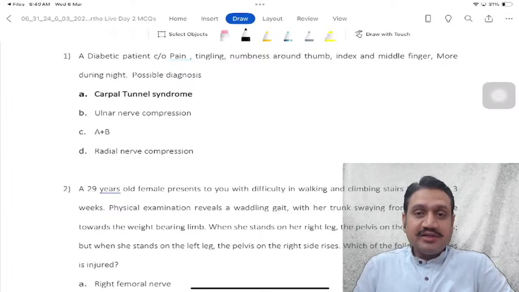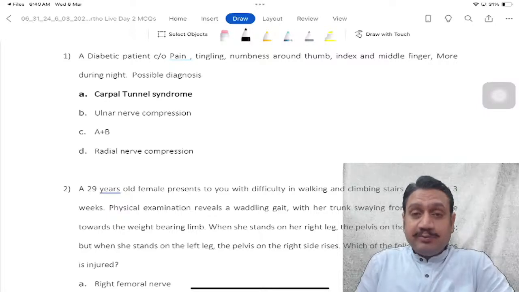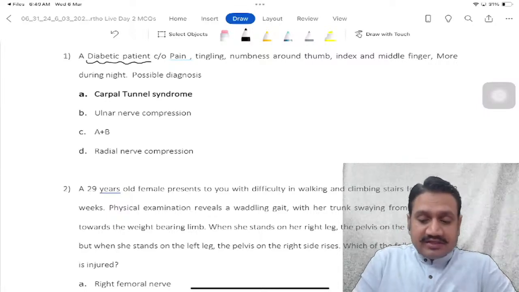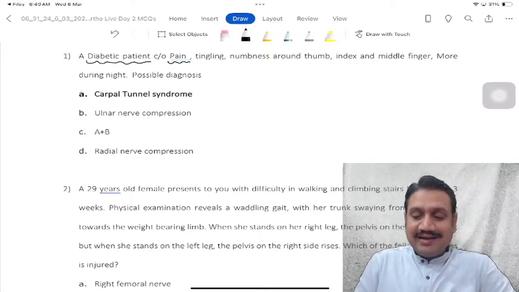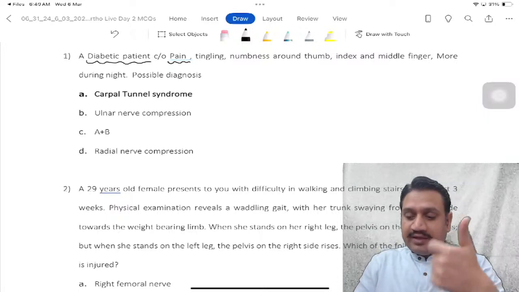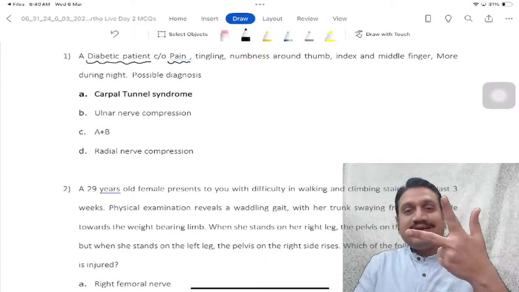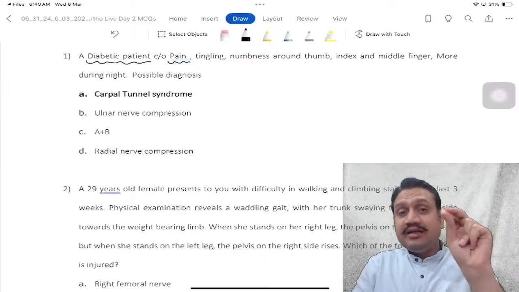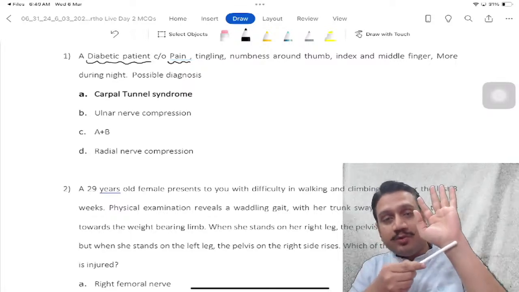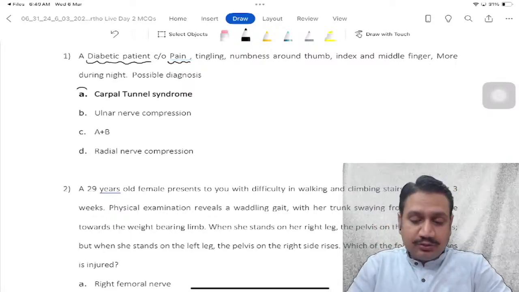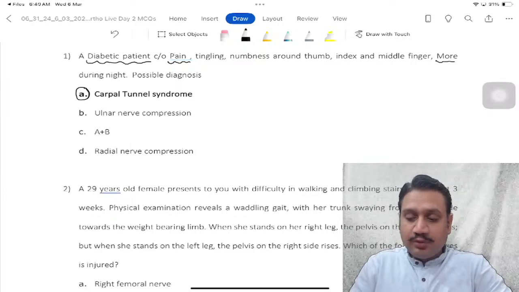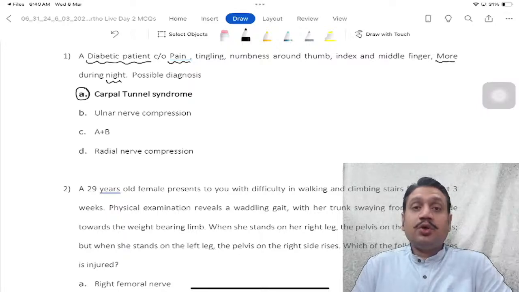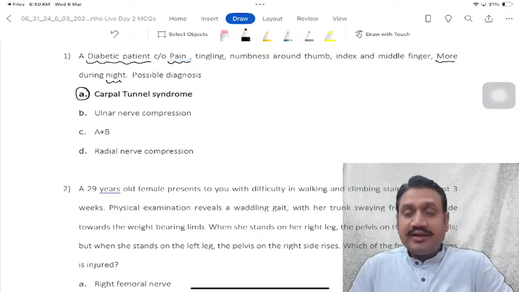A diabetic patient. Diabetes is one of the very, very important risk factors we know for any kind of compressive neuropathy, right? The patient is coming up with a complaint of what? Pain, tingling, numbness around the thumb, index, and middle finger. And we know these are the territory of what? The median nerve, isn't it? And median nerve compression at the wrist is very, very common. What do you call that? The carpal tunnel syndrome. And why is the patient having more trouble during the night? Because we are more relaxed, right? We have all the attention towards all our pain points, and that is why the carpal tunnel.